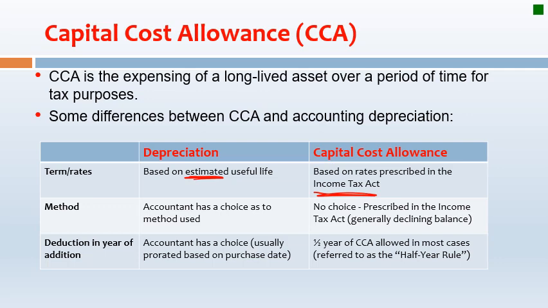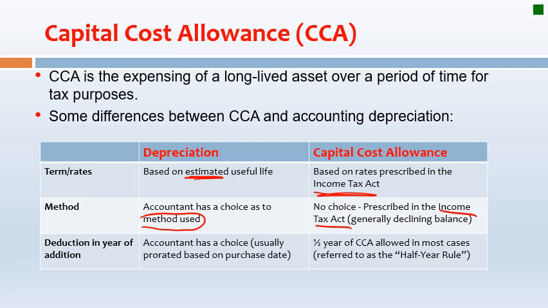Now, the method that's used, again, when you're looking at accounting, you have a choice as an accountant. You can choose whatever method you want to use, and those methods could be, as you recall, straight line, units of production, double declining balance, for example. Now for CCA, there isn't a choice. Again, the methodology that's going to be used is prescribed in the Income Tax Act. So there is no option here. There's no room for judgment. Generally, what we're looking at is declining balance. However, once in a while, you'll see a class of assets that has straight line as the methodology.